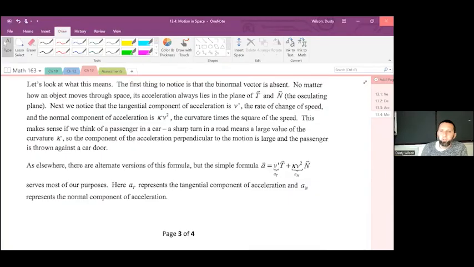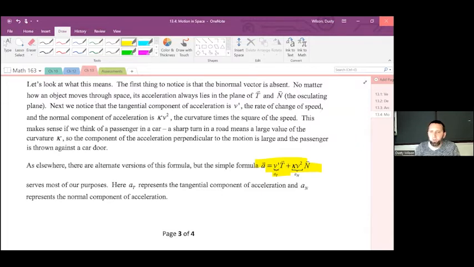So let's look at what this means. The first thing to notice is that the binormal vector is absent. Again, we're looking at this formula here, that a equals the speed derivative times the tangent vector plus the curvature times the speed squared times the normal vector. So there's no binormal vector. No matter how an object moves through space, its acceleration always lies in the plane of T and N. That would be the osculating plane.